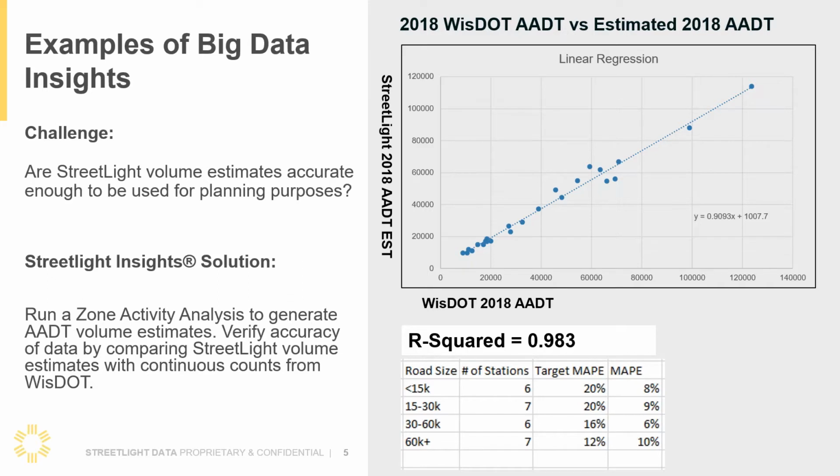Also, we were impressed by the mean absolute percentage error for each of the volume categories you can see. So for streets with less than 15,000, for instance, the MAPE was about 8%, and from 15 to 30,000, 9%, and so on. So it was another good way of measuring the accuracy of the data. Next.